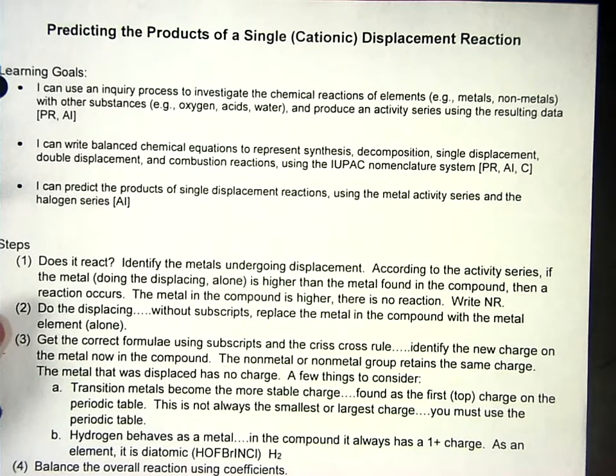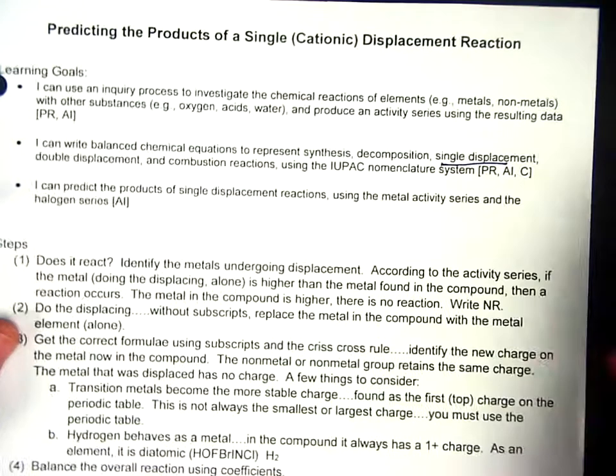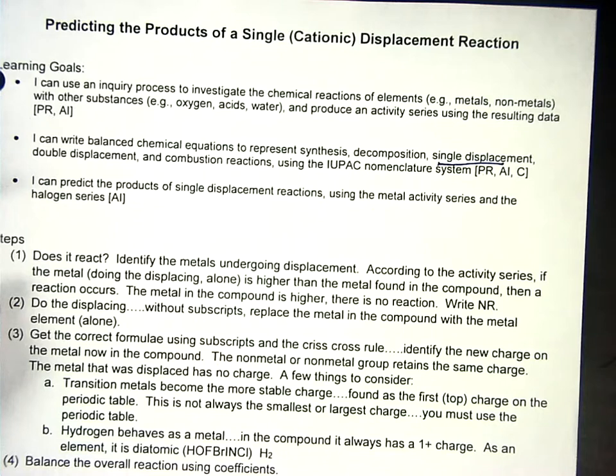yesterday with our activity. We can write out a balanced chemical equation to represent, now this time we're going to be looking at single displacement mostly, and use the appropriate naming system, and then finally predict the products of a single displacement reaction using the metal activity series. Okay, so that's what we're looking at today.